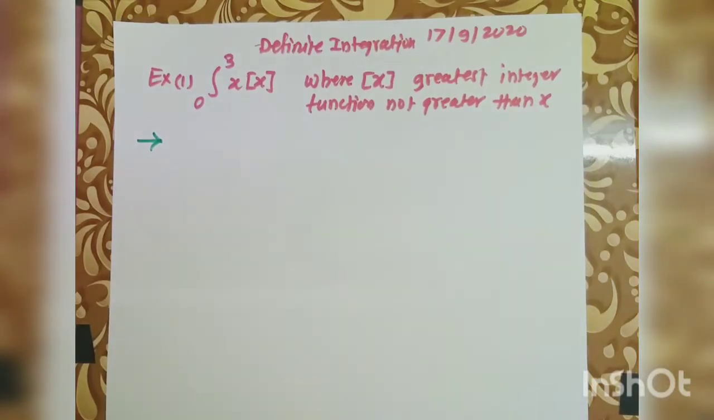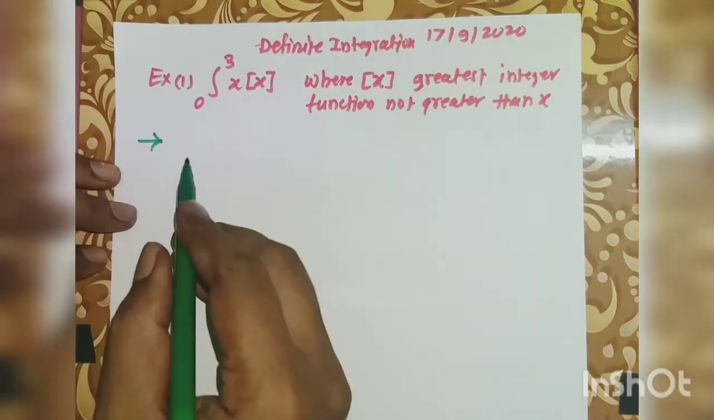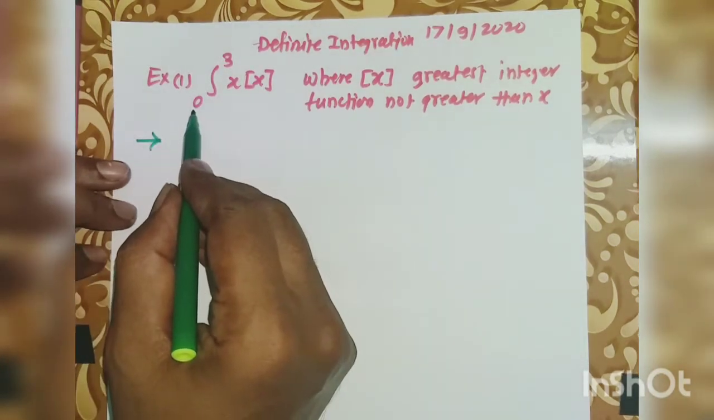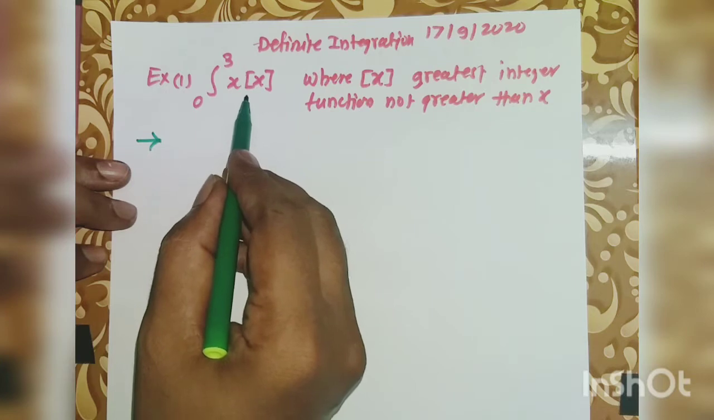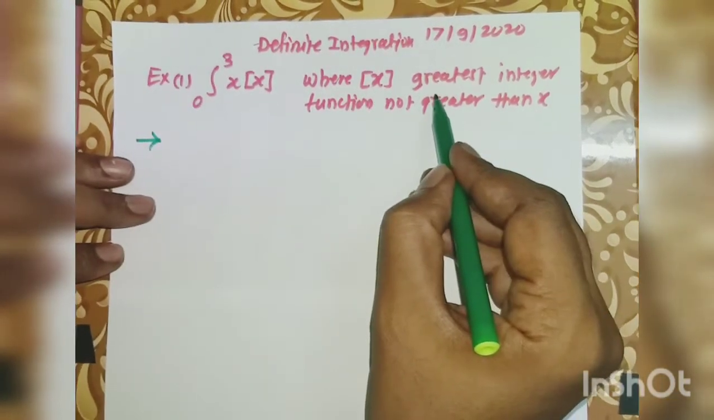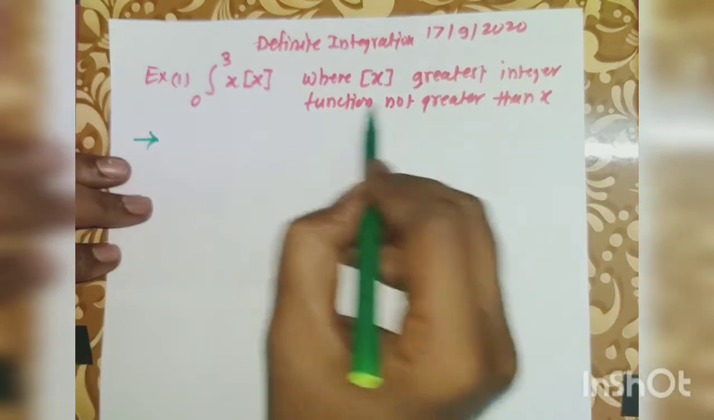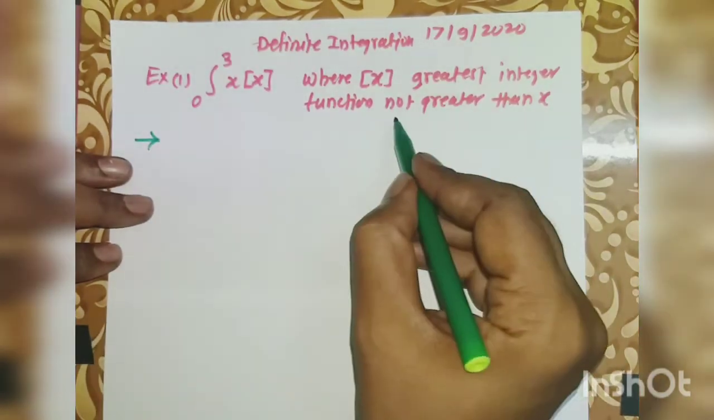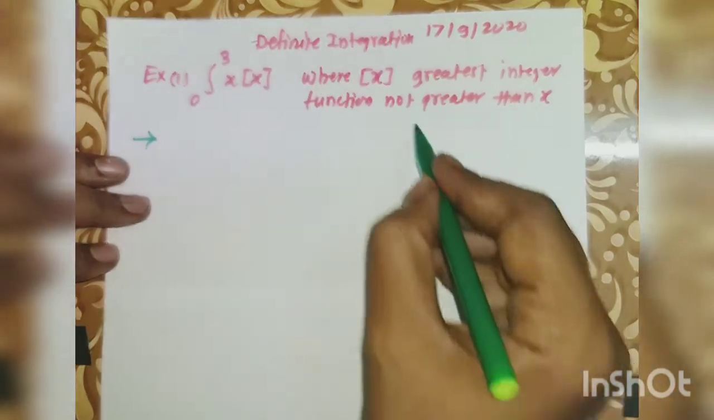Hello students, today we solve some complicated examples in chapter number 4, definite integration. Now the first example is the integral from 0 to 3 of x times [x], but here the square bracket x is the greatest integer function, that means not greater than x.